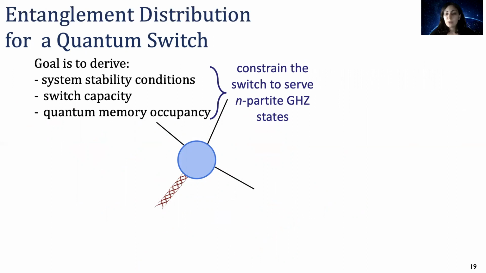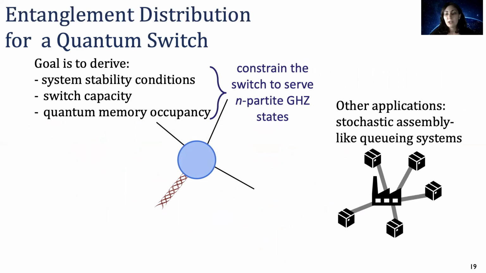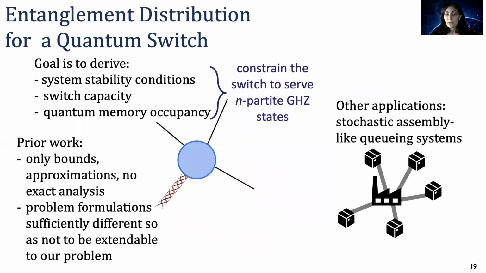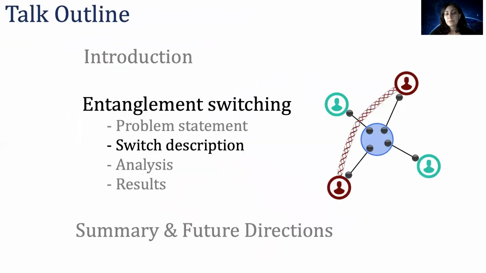It's worth noting that our problem formulation is useful for many other applications beyond entanglement switching. In general, a quantum switch can be thought of as a stochastic assembly-like queuing system whose job it is to wait for items to arrive at the central node, to be assembled into composite items, and subsequently leave the system. Prior work often approaches such problems by approximating or bounding the capacity of such systems, but exact analyses are rare. Also, problem formulations that we found in literature are sufficiently different from the one considered in this work, so as not to be extendable to our problem.